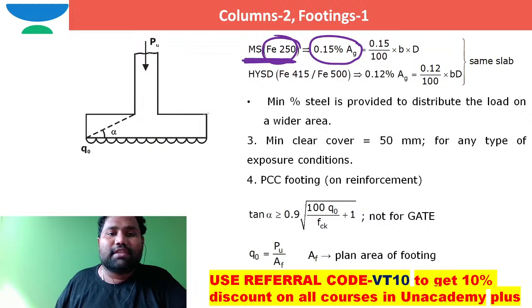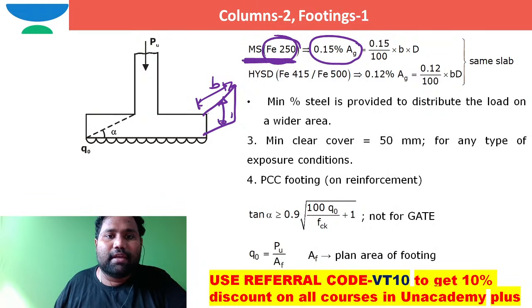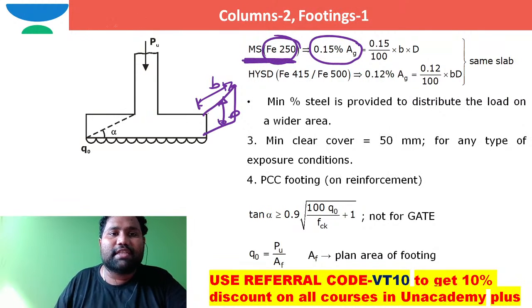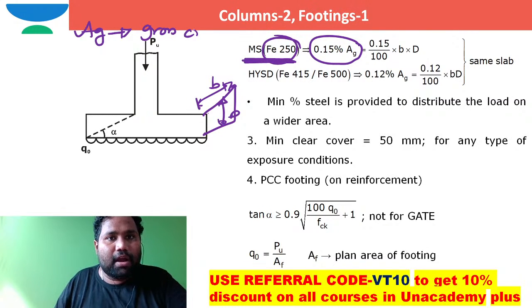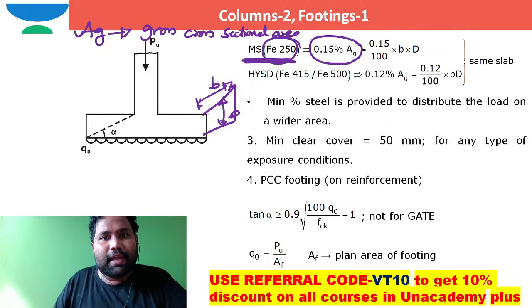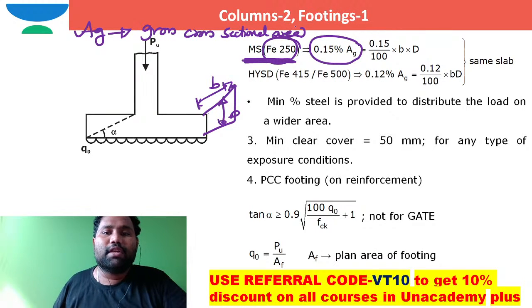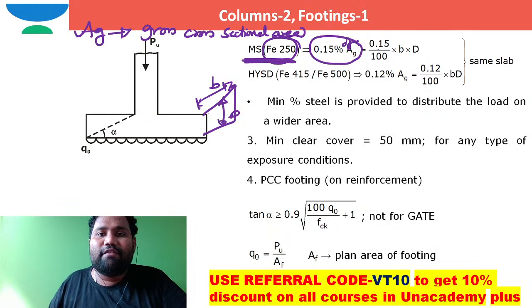So if the gross cross section, the width is B, for example, the effective depth is, the overall depth is D. What is 0.15 percentage of gross cross section area? AG stands for gross cross sectional area. So how can you write this 0.15 percentage of gross cross section area? 0.15 by 100 into gross cross section area, B into D.